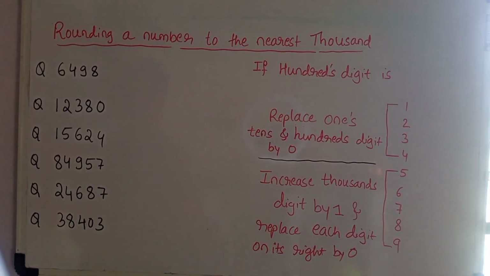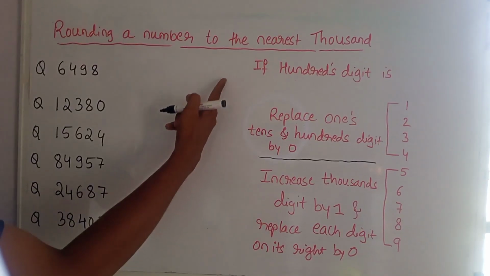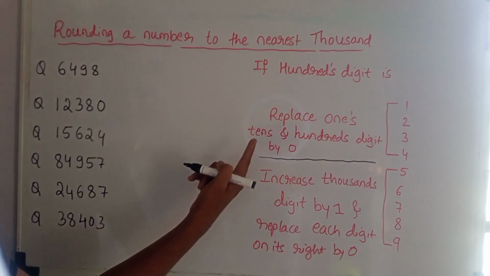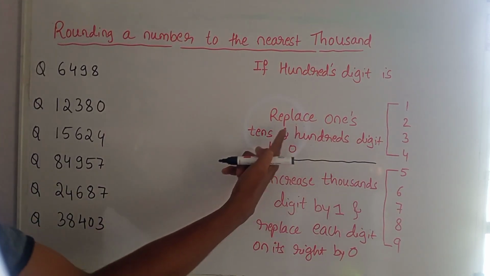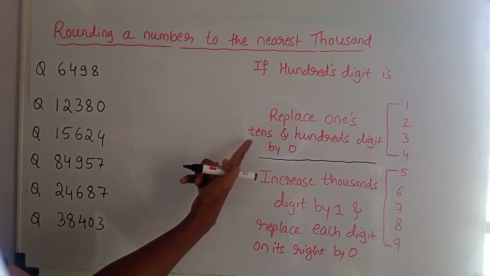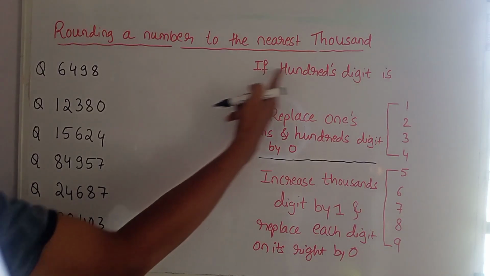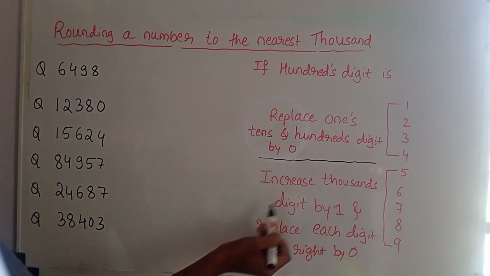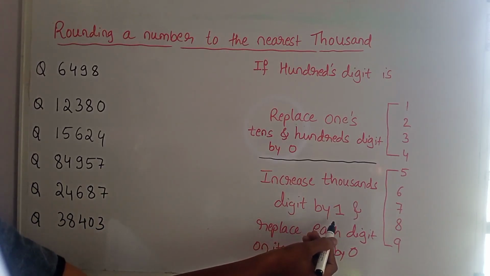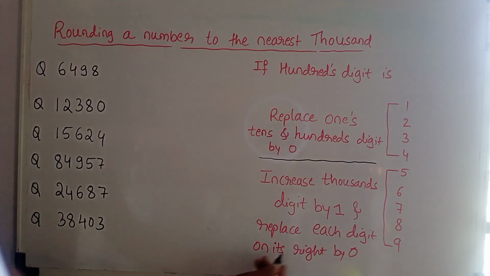Let us learn rounding a number to the nearest thousand. How to round a number to the nearest thousand? If hundreds digit is 1, 2, 3, 4, then replace ones, tens and hundreds digit by 0. If hundreds digit is 5, 6, 7, 8 and 9, increase thousands digit by 1 and replace each digit on its right by 0. This is how we have to round a number to the nearest thousand.